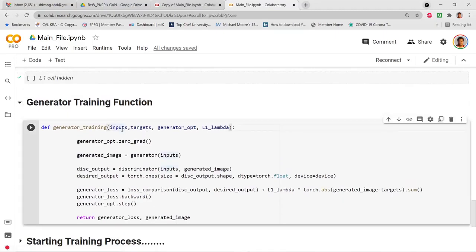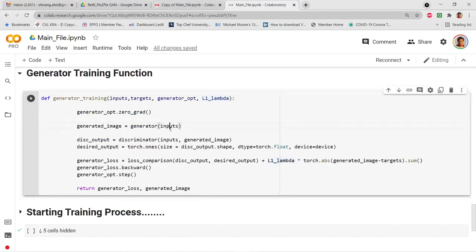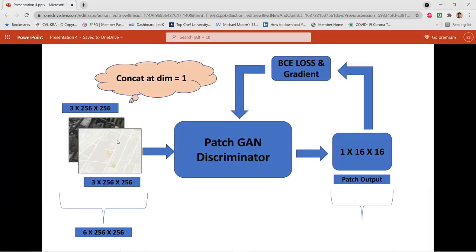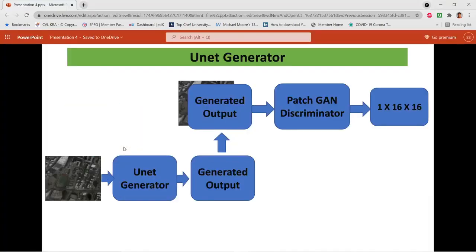For this function we take inputs, targets, and this one is L1 lambda. We'll see what it is. Again we'll pass the inputs to the generator, and the generator will produce some output. Let's go back to the generator, because here we have two losses. So this is the generator. We give input to the generator, and the generator produces some output, which again passes through the discriminator to get some output. Now here we have two losses.